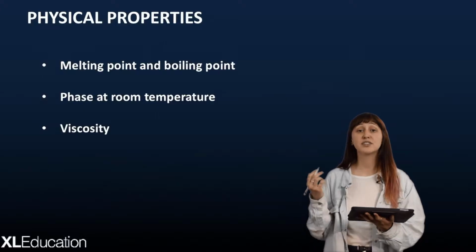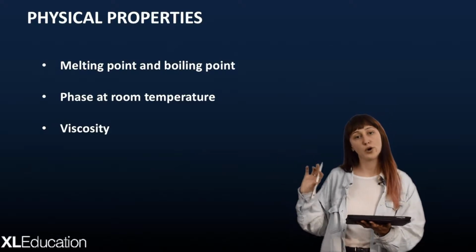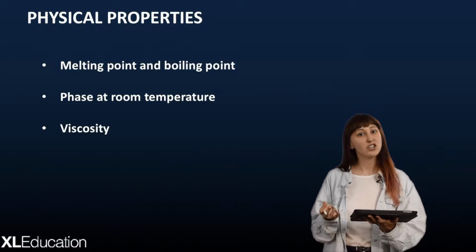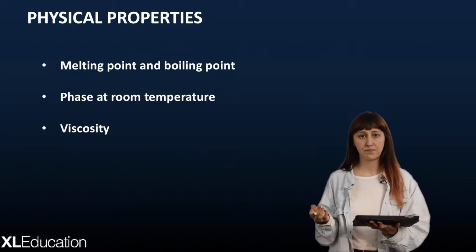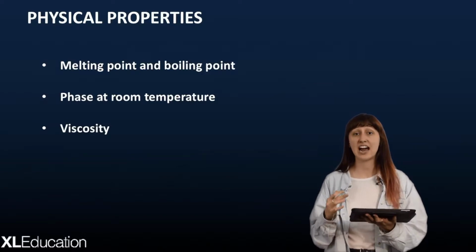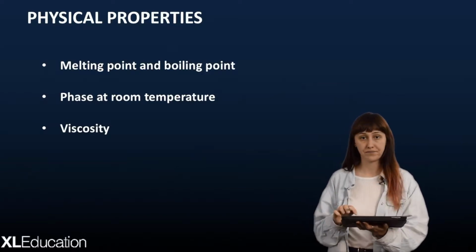The next property we're going to look at is viscosity. This is the resistance of a liquid to flow. So if we think of water, if I were to pour water out of a bottle, it's going to flow quite easily. If I were to pour oil, it's not going to flow as easily. And if I had a bottle of syrup and I try to pour it, it's not really going to flow that easily at all. So what we'd say is that syrup is very viscous.